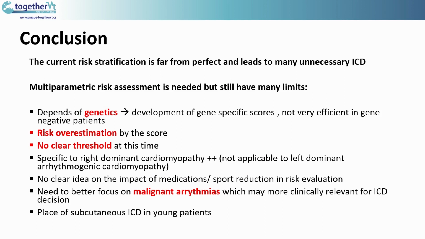So we have to acknowledge at this time that the current risk stratification in ARVC is really far from perfect, and in my opinion leads to many unnecessary ICDs. We need a good multiparametric risk assessment, but at this time this assessment has many limits because we learned that it depends on genetics, so we need to develop gene-specific scores. There is a risk of overestimation of the score, and so we have to be very careful when we see a predicted risk of 10 or 20%. Probably it's more than the real risk of the patient.